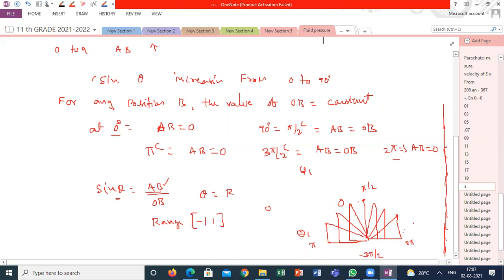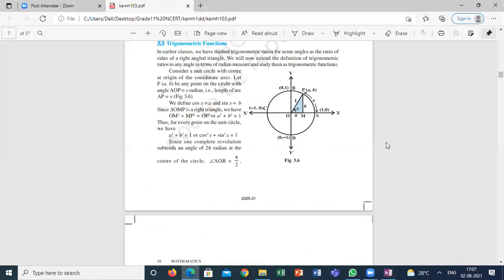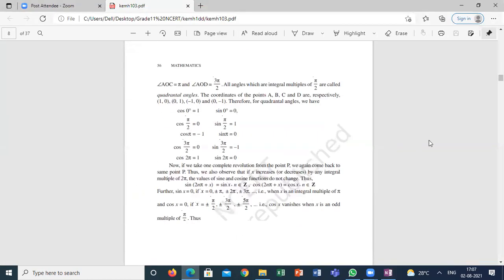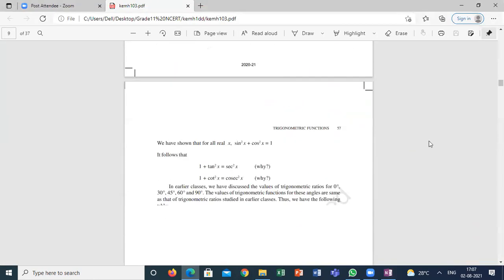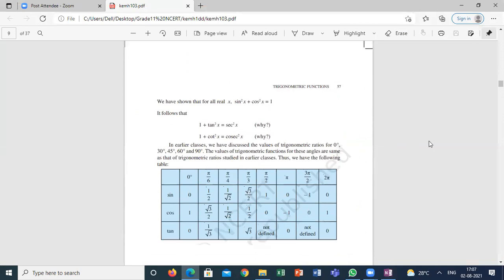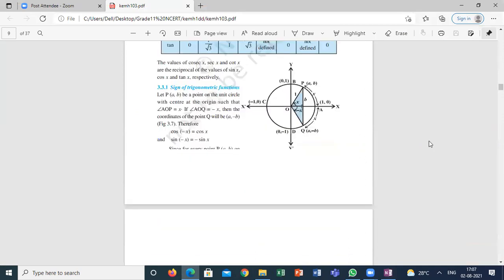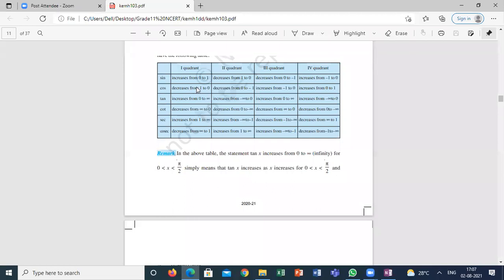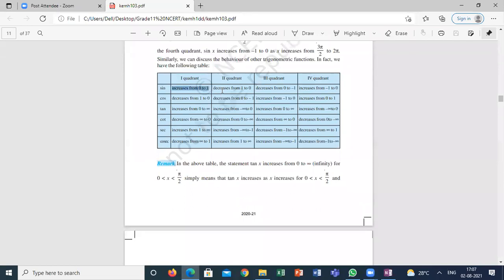So how can we discuss increasing and decreasing? The function is increasing from 0 to pi by 2. In the first quadrant, it is increasing from 0 to 1. In the second quadrant, it is decreasing from 1 to 0. In the third quadrant, it is decreasing from 0 to minus 1, taking the magnitude as minus 1. And in the fourth quadrant, the value of the function is increasing from minus 1 to 0.